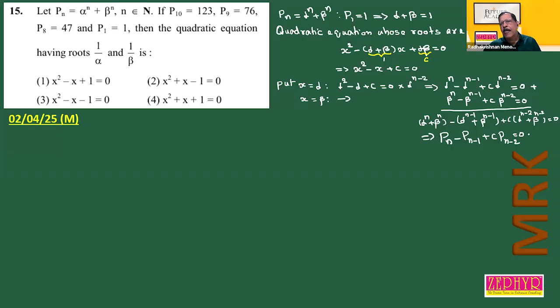Okay. We have got P10, P9, and P8. Put n is equal to 10. P10 minus P9 plus C into P8 equal to 0. Let this be equation 1.